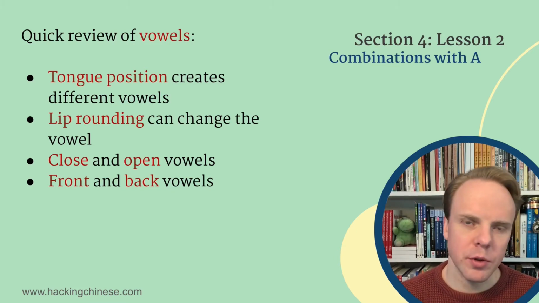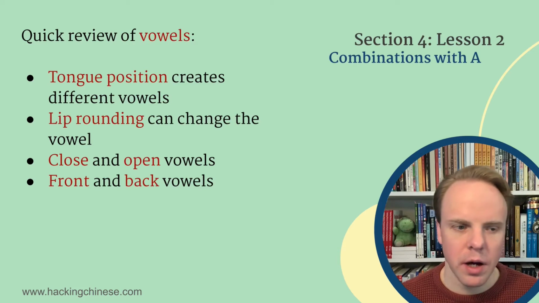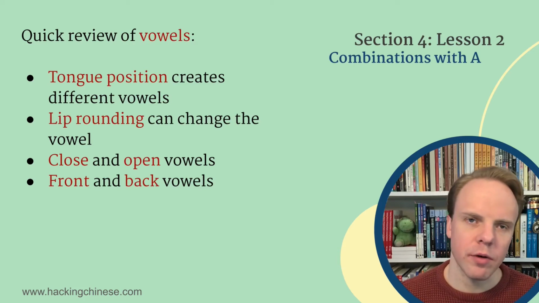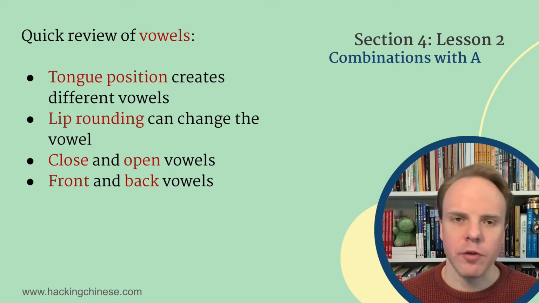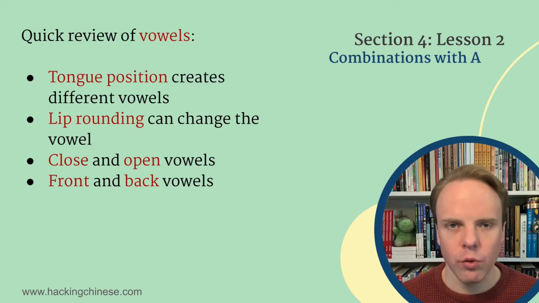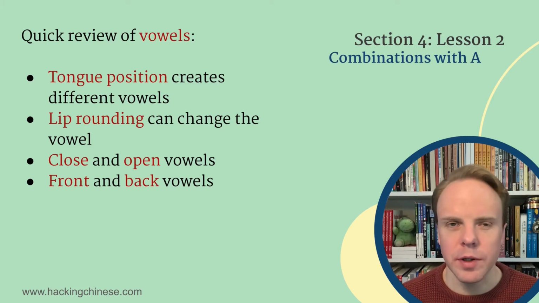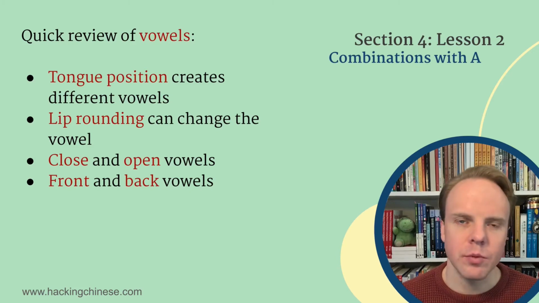So how we position the tongue, how far forward, how far back it is, and we use the words close and open to mean how far up or down it is, and then front and back to say how far forward or back in the mouth it is. And of course, we've also talked about lip rounding, which is not really something we need to worry about in this lesson, but we will talk about it in future lessons.